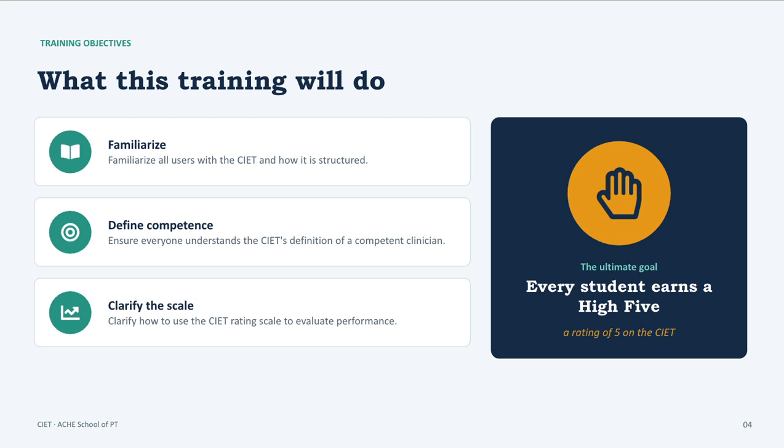Our objectives for this training are to familiarize all users with the CIET, to make sure all users understand the CIET's definition of a competent clinician, and to clarify how to use the CIET rating scale to effectively evaluate student performance. The ultimate goal is for every student to earn a high 5 or rating of 5 on the CIET.